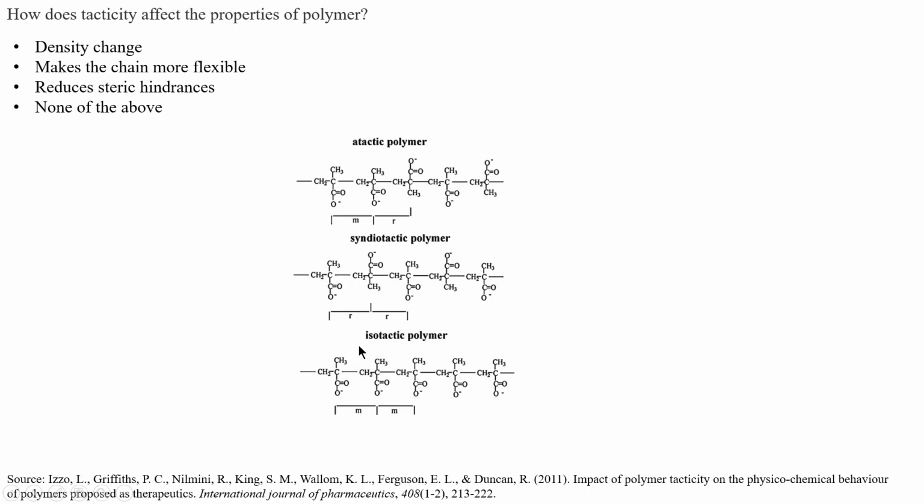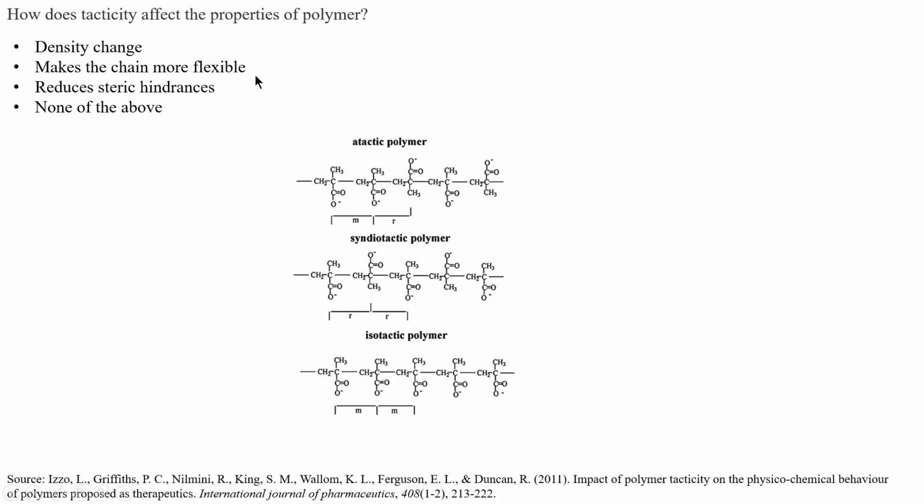Here again, the secondary forces will be much more active in isotactic polymers. And in syndiotactic polymers, the packing density of the polymer chain itself will be much higher, providing much higher properties. So how does tacticity affect the properties of polymer? Density changes will be higher. Density changes will be quite significant.